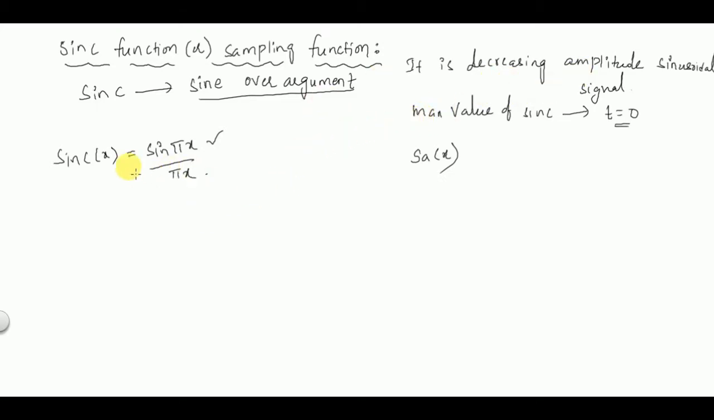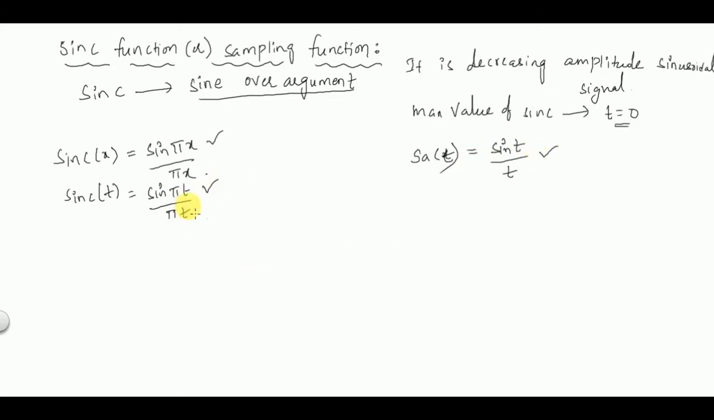Or say sinc t as a signal will represent it as sine pi t by pi t. Similarly, sa of t is equal to sine t divided by t. So this is the sampling function, and this is called the sinc function.